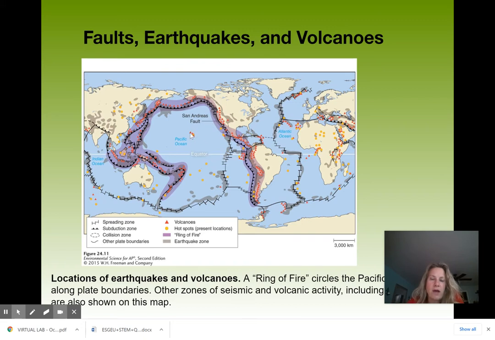So here we've got our little islands, our Hawaiian Islands, and that's formed by a hotspot. But most of the volcanoes on the Earth are formed along this area. And so it's called the Ring of Fire for that reason.